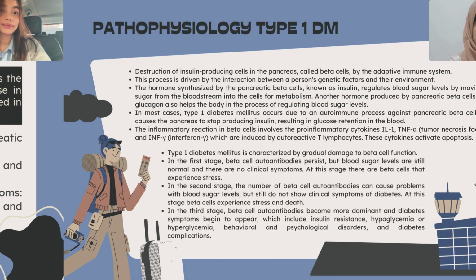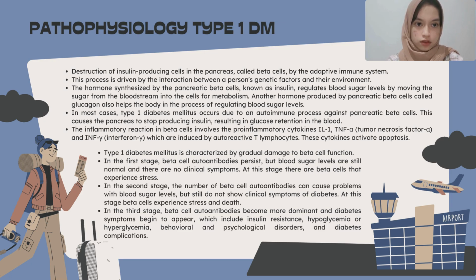Thank you. My name is Arin Anas with the last number of student ID 002. I will explain the pathophysiology of type 1 diabetes mellitus. It involves the destruction of insulin-producing cells in the pancreas, called beta cells, by the adaptive immune system. This process is driven by the interaction between a person's genetic factors and their environment. Insulin, the hormone synthesized by the pancreatic beta cells, regulates blood sugar levels by moving sugar from the bloodstream into the cells for metabolism.